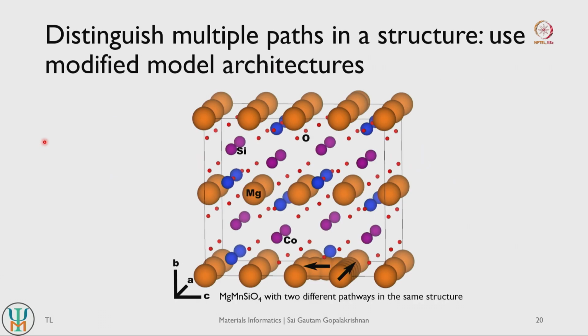So once you have your data set, one thing that we have to note before doing transfer learning, as we have done before, is that migration, or atomic motion, is direction dependent. This is an example of a magnesium manganese or magnesium cobalt silicate material, right? And this material has 2 different pathways. The orange spheres indicate your magnesium atoms. Magnesium atoms can either move along your A axis or along your C axis here, right? And depending on the direction of motion, they can have 2 different migration barriers.